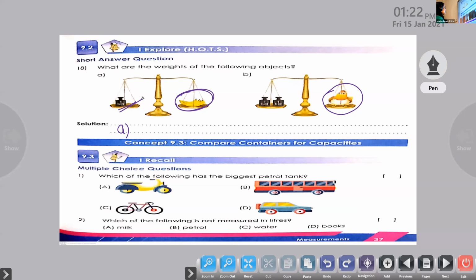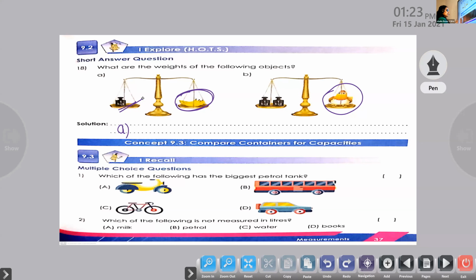The weight is written on the other side. What is the weight of those bananas? Srinanda. Kilometer? Huh? Gram. My dear, the weight is written on the other side. You just read it.